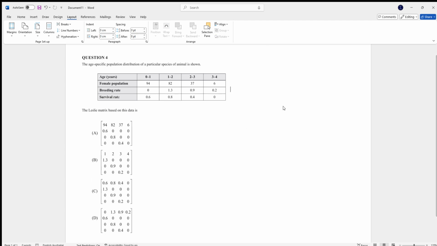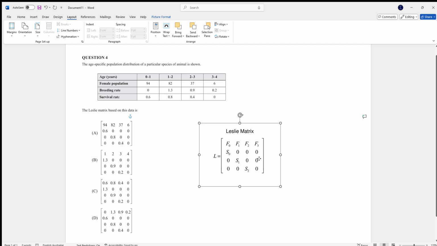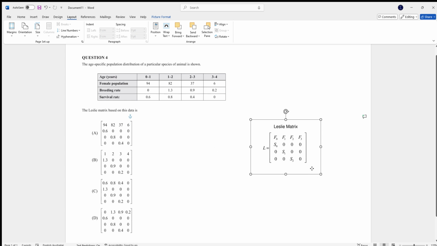Now, to answer this question, we need to know that a Leslie matrix looks like this here, okay? So here they give you the age of a specific population of a particular species of animal. They've got the age groups, the female population, the breeding rate, and the survival rate. And here they ask, what's the Leslie matrix based on this data?